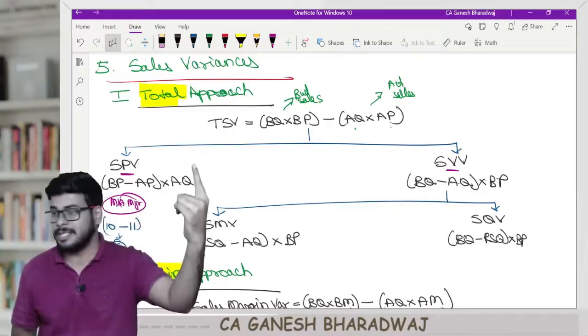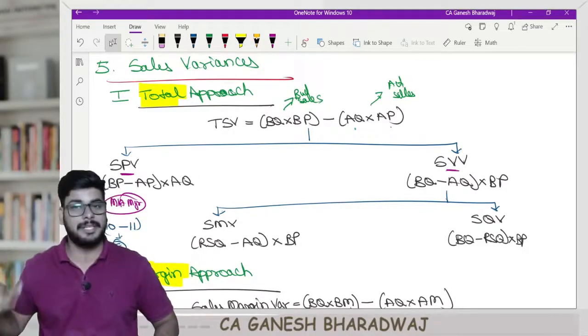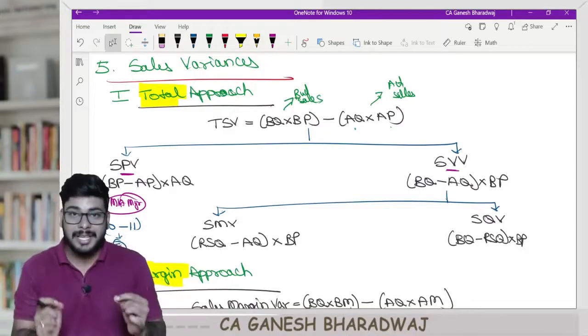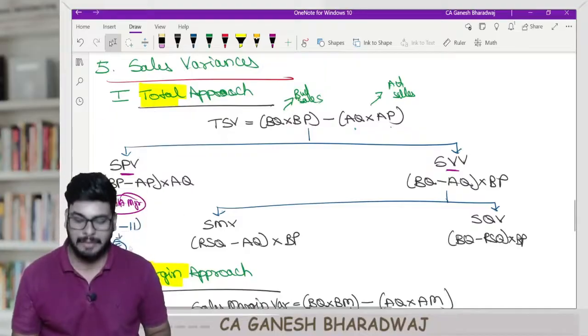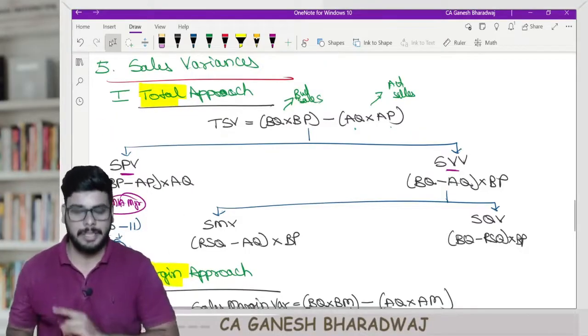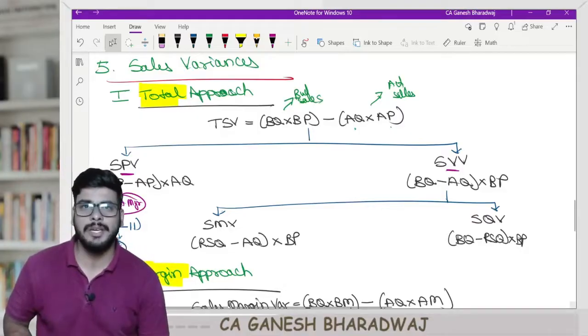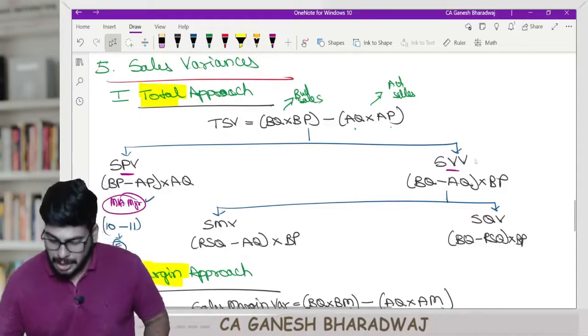So every unit I plan to sell at 10 rupees. But what have I done? I've done a good job. My marketing manager has done a good job. He's able to sell it at 11 rupees. It's a benefit for me. The variance that goes on to increase your profit should be a favorable variance. In this case, it's a favorable variance, right? So budgeted price minus actual price into what? Into actual quantity. Why? Because the quantity decision is not taken by the marketing manager. Then who takes the quantity?